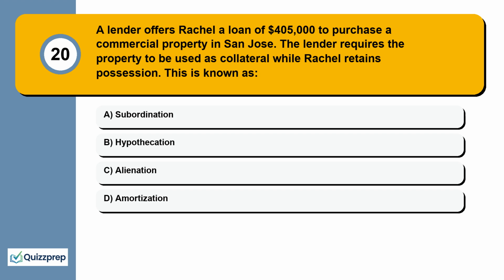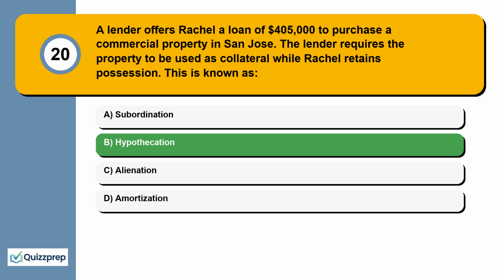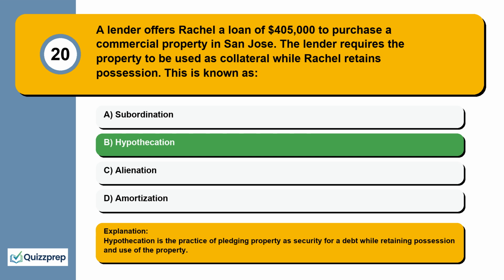Question 20. A lender offers Rachel a loan of $405,000 to purchase a commercial property in San Jose. The lender requires the property to be used as collateral while Rachel retains possession. This is known as subordination, hypothecation, alienation, amortization. Hypothecation is the practice of pledging property as security for a debt while retaining possession and use of the property.